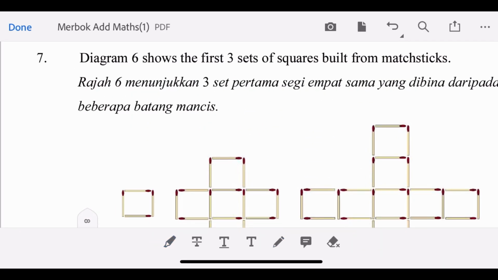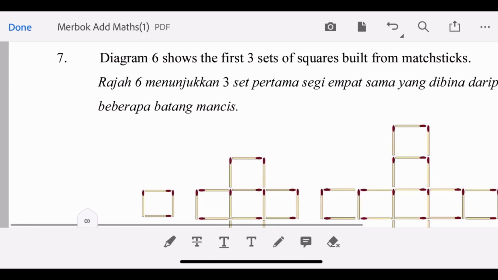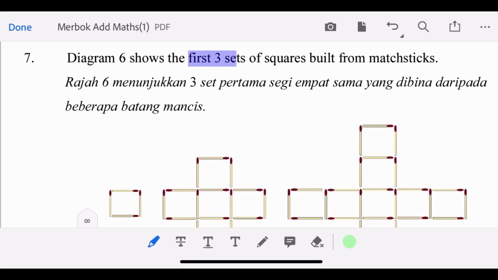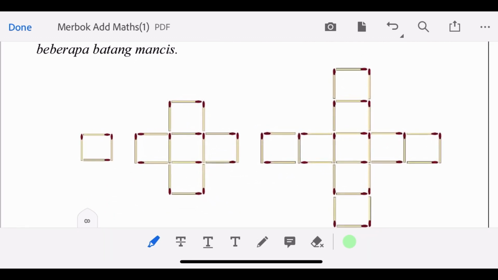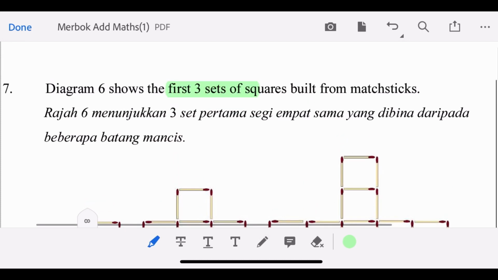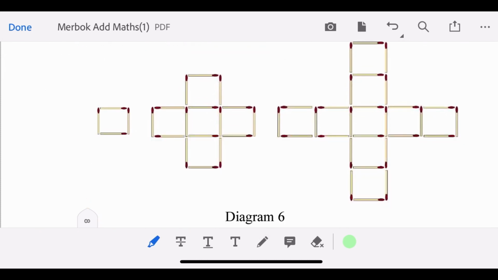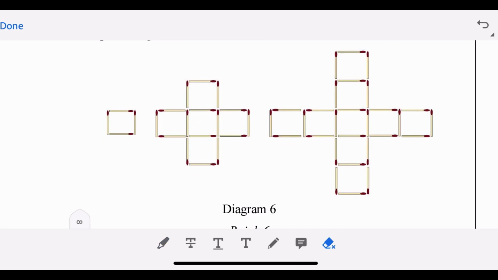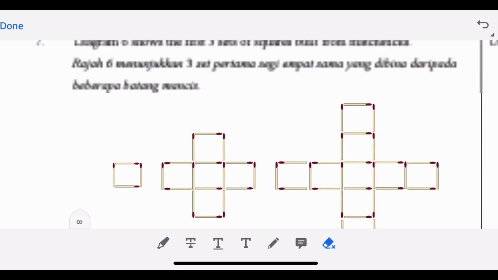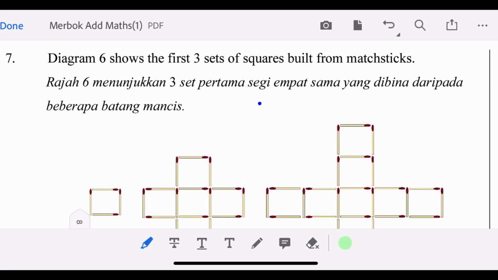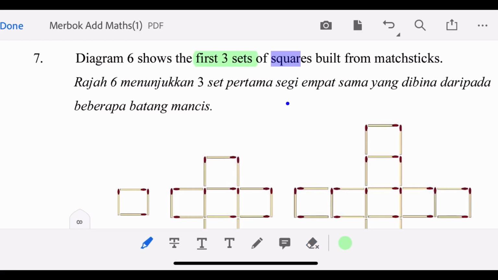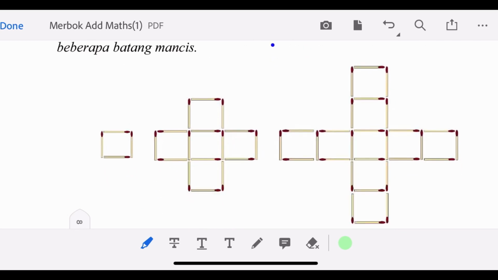Diagram 6 shows the first 3 sets of squares built from matchsticks. Okay, first 3 sets. Oh, okay, it sounds like arithmetic progression. So let's have a look. For the first one, you have 4 sticks. And the second one, you can try to count how many sticks. And the third one, you try to count how many sticks.